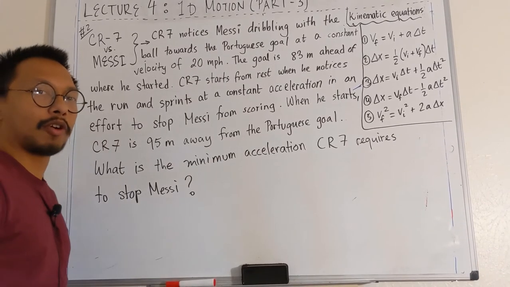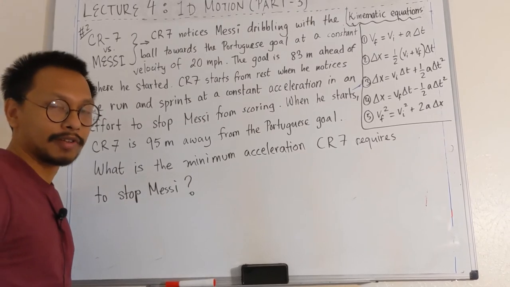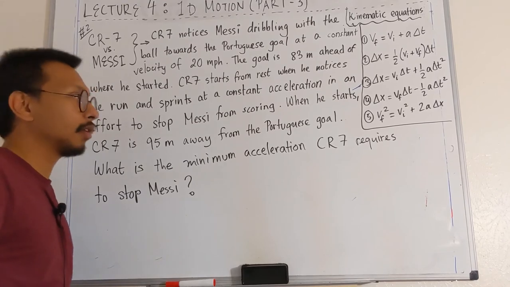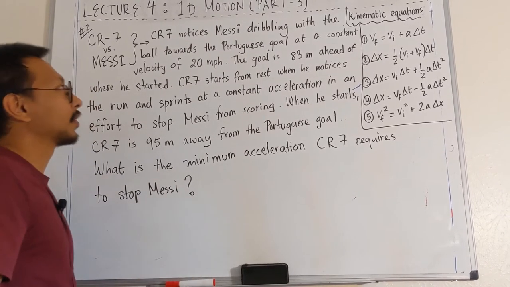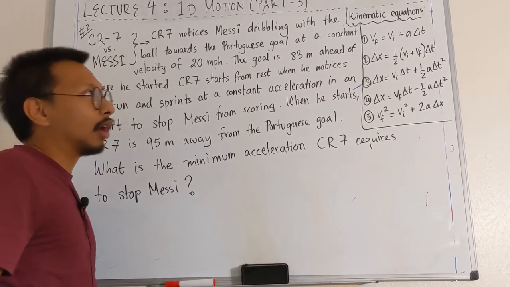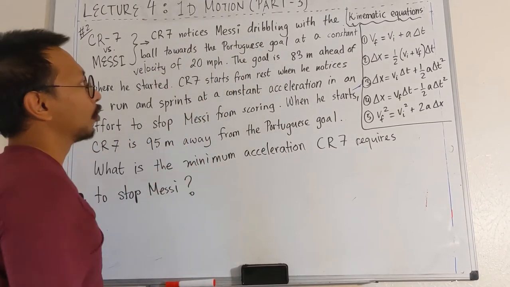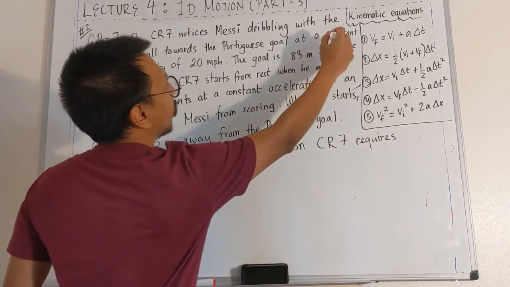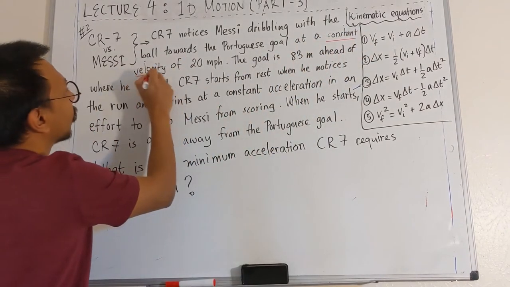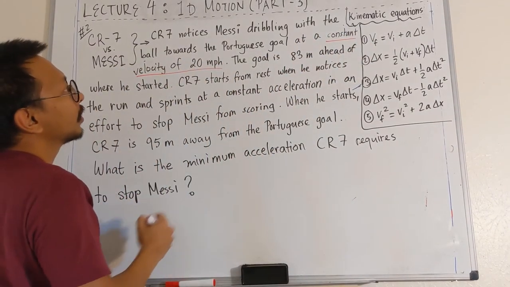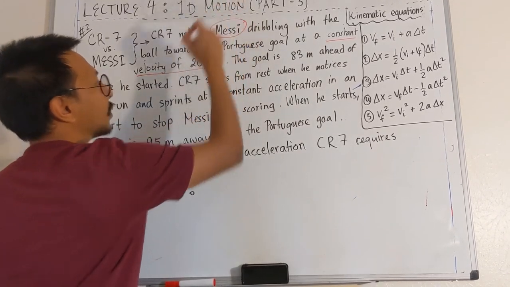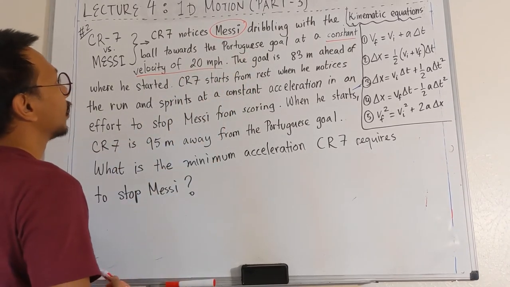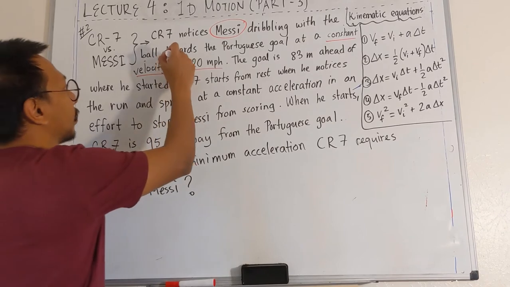So we have two of the best soccer players in the world, Cristiano Ronaldo, CR7, and Lionel Messi. They are playing against each other, say in a World Cup final, and the question is about that. So let's imagine that Cristiano notices Messi dribbling with the ball towards the Portuguese goal at a constant velocity of 20 miles an hour. So anything in red is for Messi. So Messi is running towards the Portuguese goal at a constant velocity of 20 miles an hour.